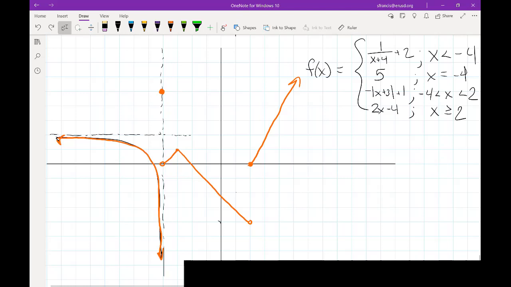Again, if what you're drawing turns out to not be a function, then something's wrong.